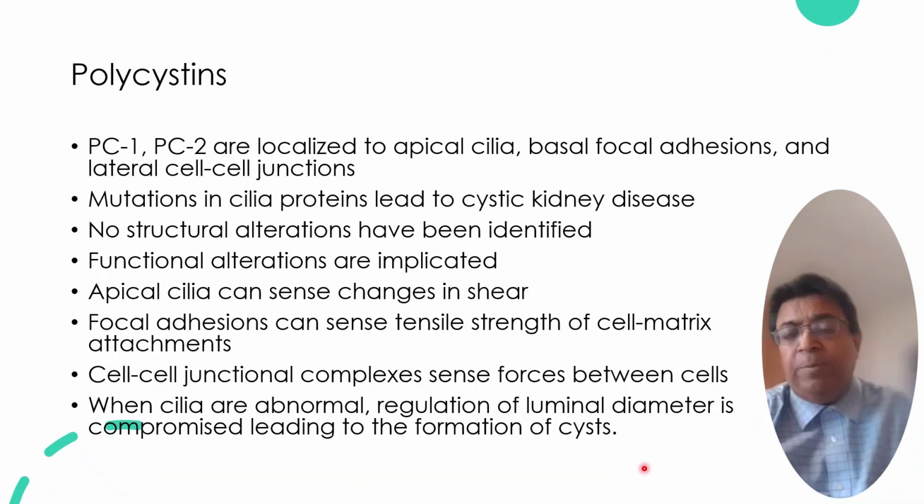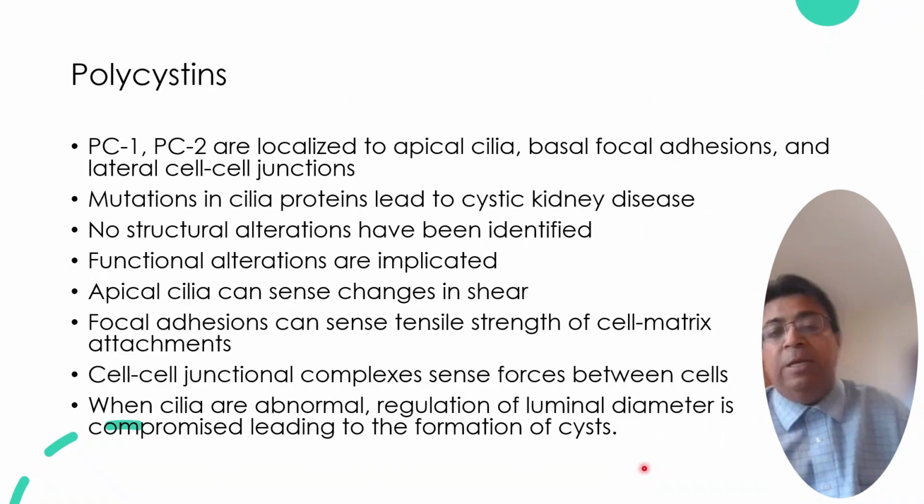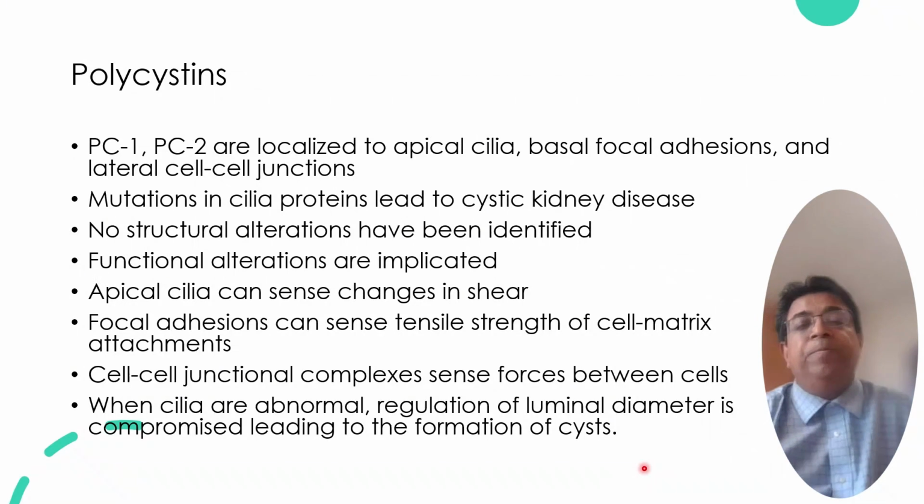And this is very important because the tubule needs to grow in length, and sensing shear, sensing cell-to-matrix attachment, and sensing cell-to-cell junctional complex strength is important because you want those tubules to grow in length and not in width. When cilia are abnormal, regulation of luminal diameter is compromised, leading to formation of cysts.